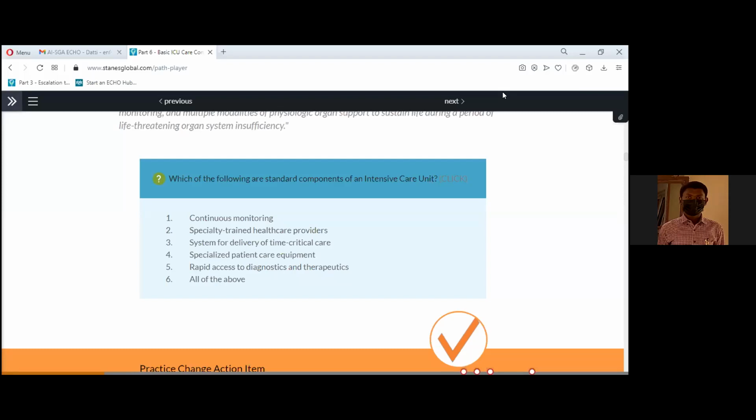Okay, that is very good. All the responses are for all of the above. Yes, indeed. That's what differentiates care in the main ward and in the ICU.